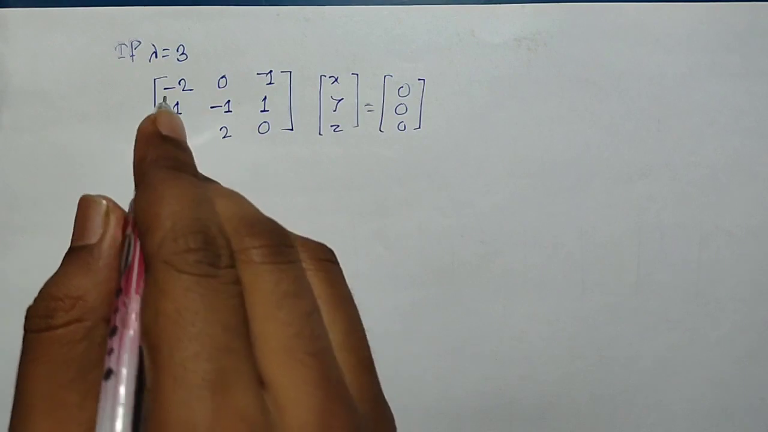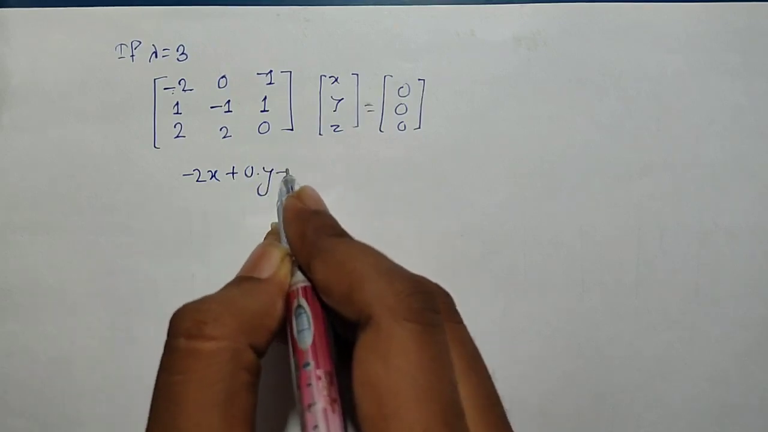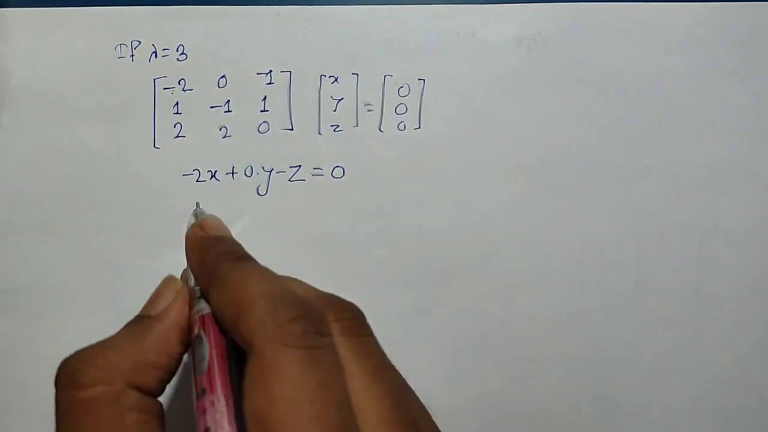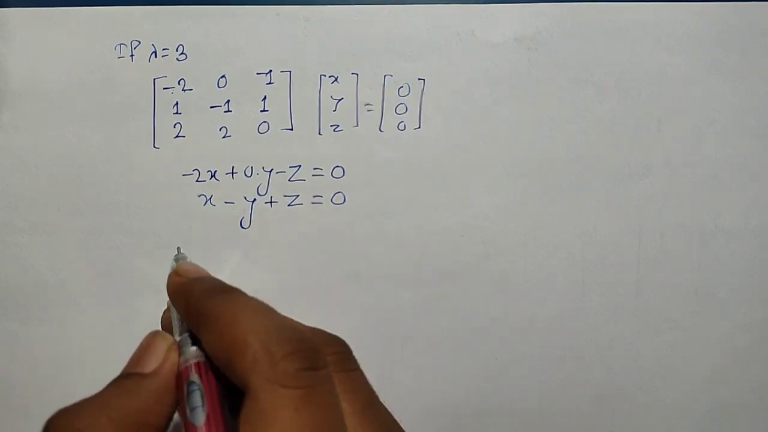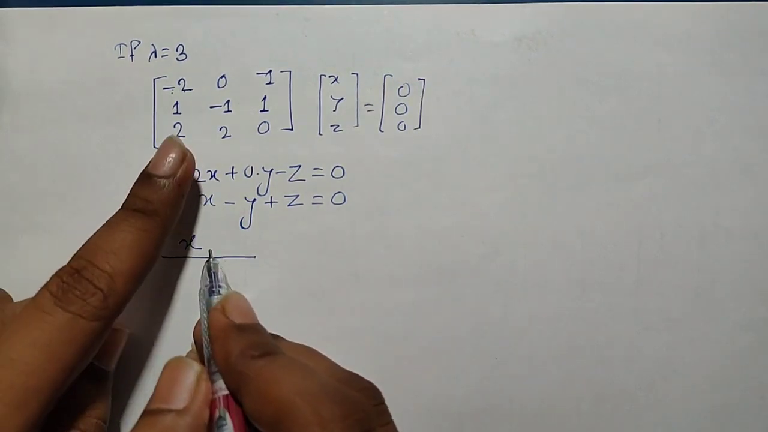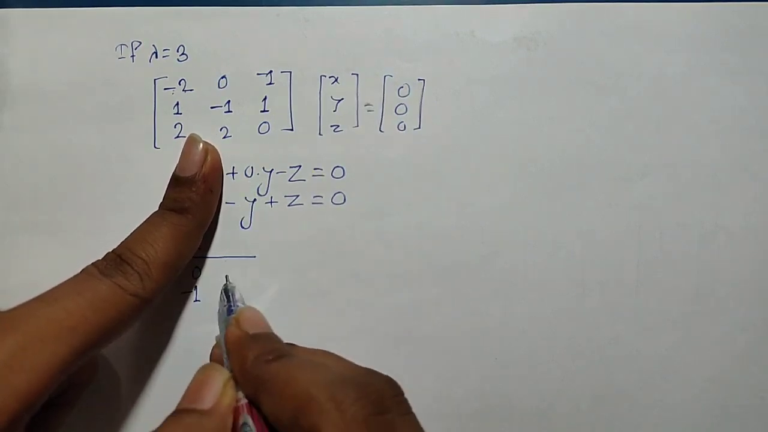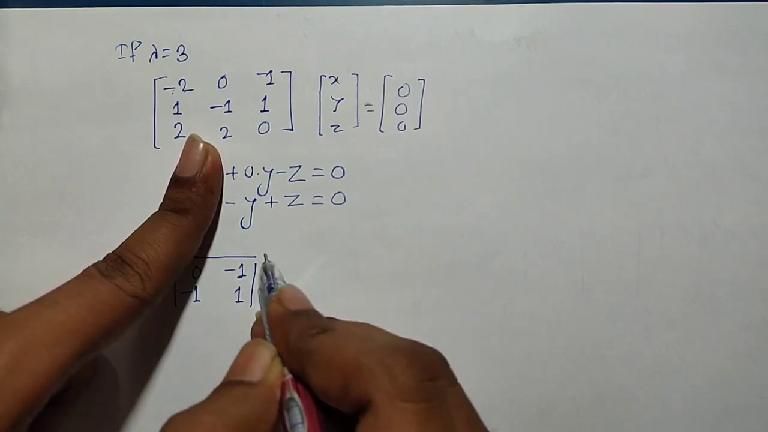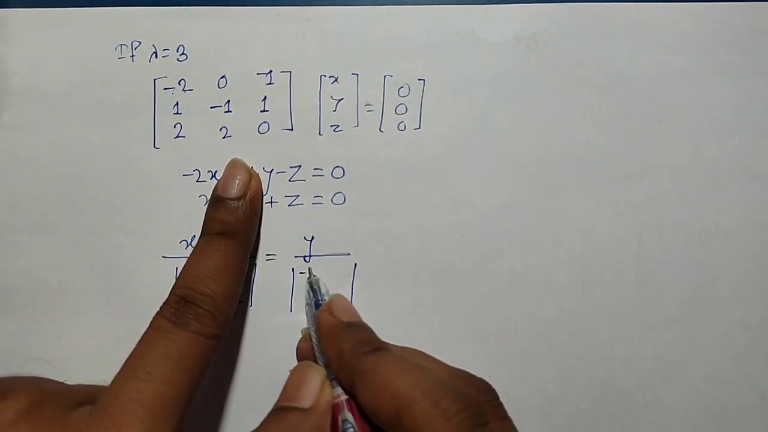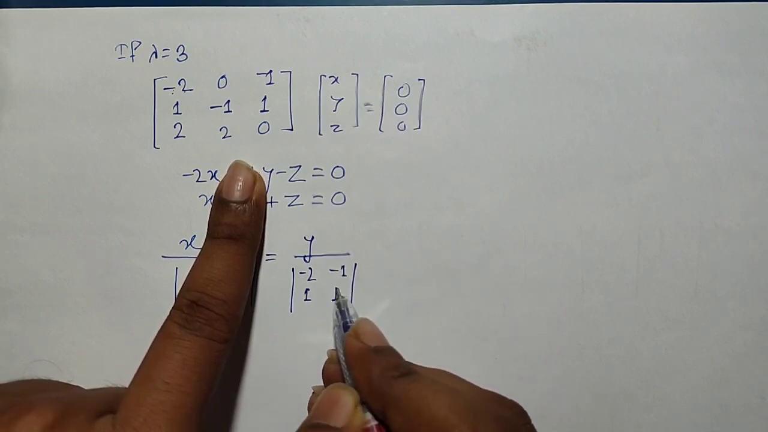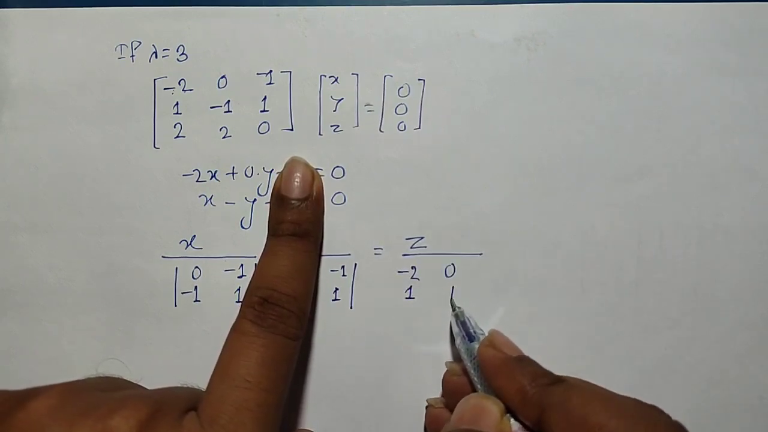Now form two equations. So minus 2 times x will be minus 2x, plus 0 times y minus z equals 0, and x minus y plus z equals 0. Now solve these two equations to get the values of x, y, and z. So again the step is the same, x times coefficients: 0, minus 1, minus 1, 1 equals y upon, cover this, minus 2, 1, minus 1, 1 equals z upon minus 2, 1, 0, and minus 1.